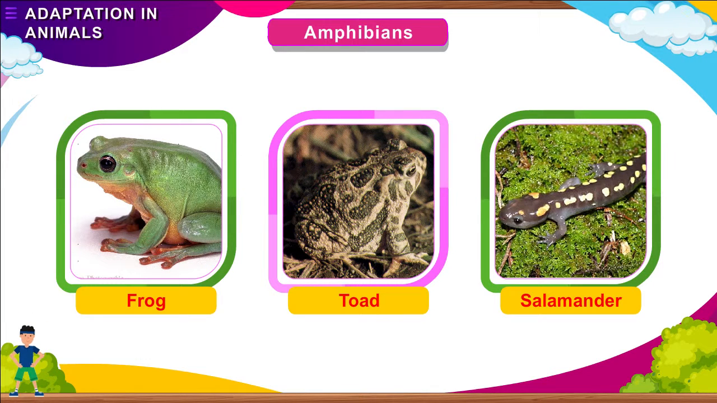Amphibians. Animals that can live both in water and on land are called amphibians. Frogs, toads, and salamanders are amphibians. They breathe through their lungs on land. When they are in water, they breathe through their skin. They have webbed hind feet, which help them to move on land and swim in water.